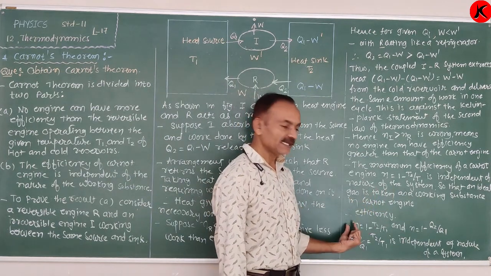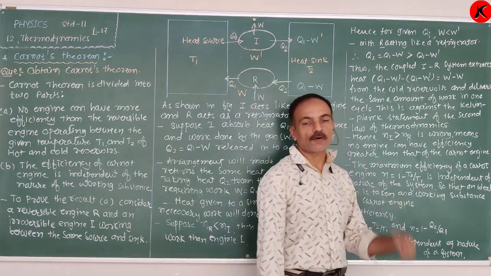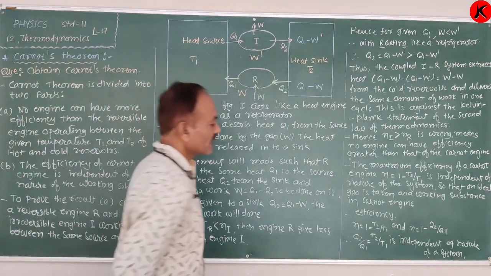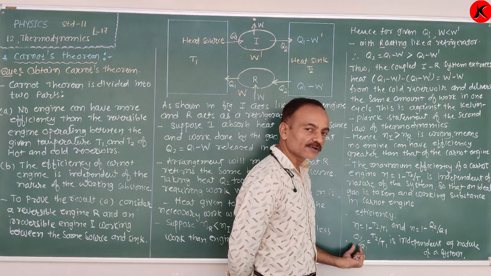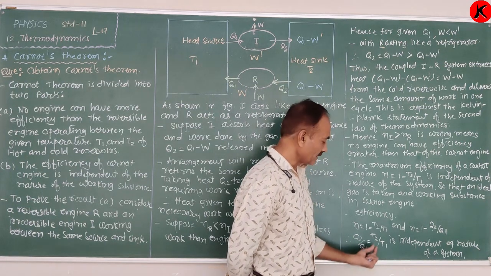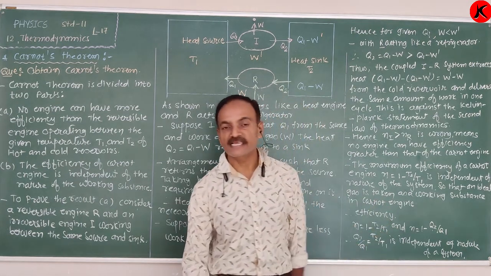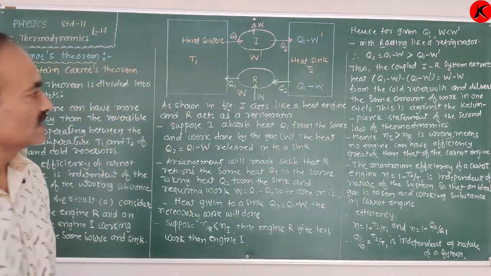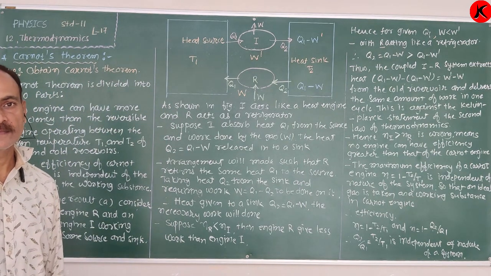Therefore, efficiency η = 1 − T2/T1, and the efficiency of a heat engine η = 1 − Q2/Q1. Comparing these two equations, we obtain T2/T1 = Q2/Q1. Therefore, T1/T2 = Q1/Q2. That is independent of the nature of the working substance. So hence that is the Carnot theorem.